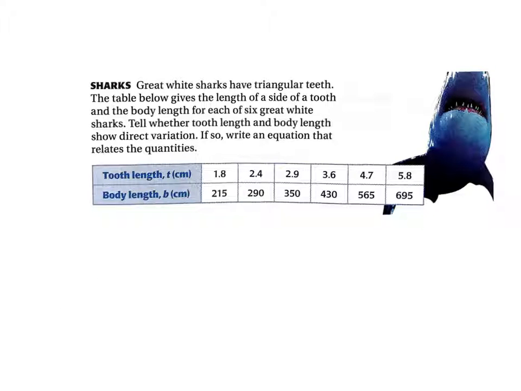And the last slide. It says great white sharks have triangular teeth. The table below gives the length of a side of a tooth and the body length for each of the 6 great white sharks. Tell whether tooth length and body length show direct variation. If they show direct variation, that means they all have the same constant of variation. Here's our equation all day long: y equals ax, where a is the constant of variation. If that is true, that means our constant always equals y over x.